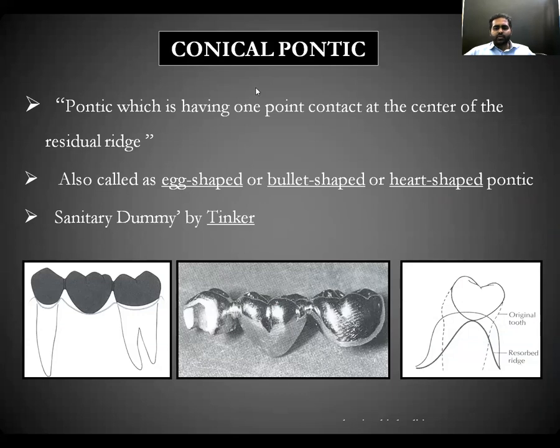Now we have the conical contact. It is also known as the egg-shaped or bullet-shaped contact. It is also a heart-shaped contact. We can see it is heart-shaped. Basically, it is a modification of a sanitary contact. It is also known as a sanitary dummy. Basically, we have a single point contact on your ridge, not buccally, not lingually, but at the center of your ridge.